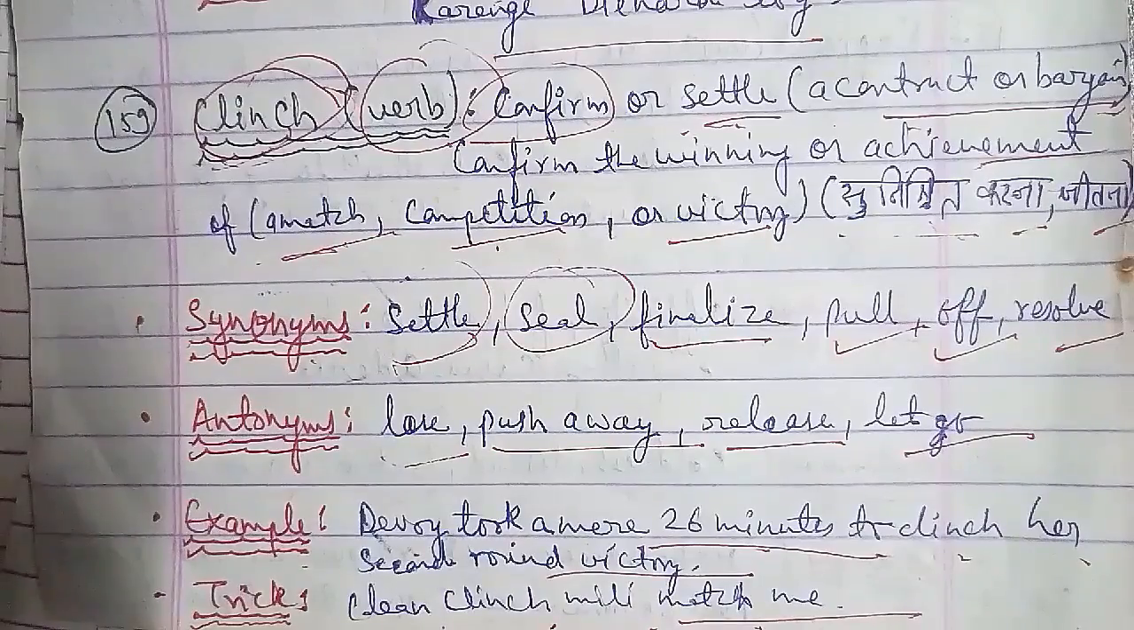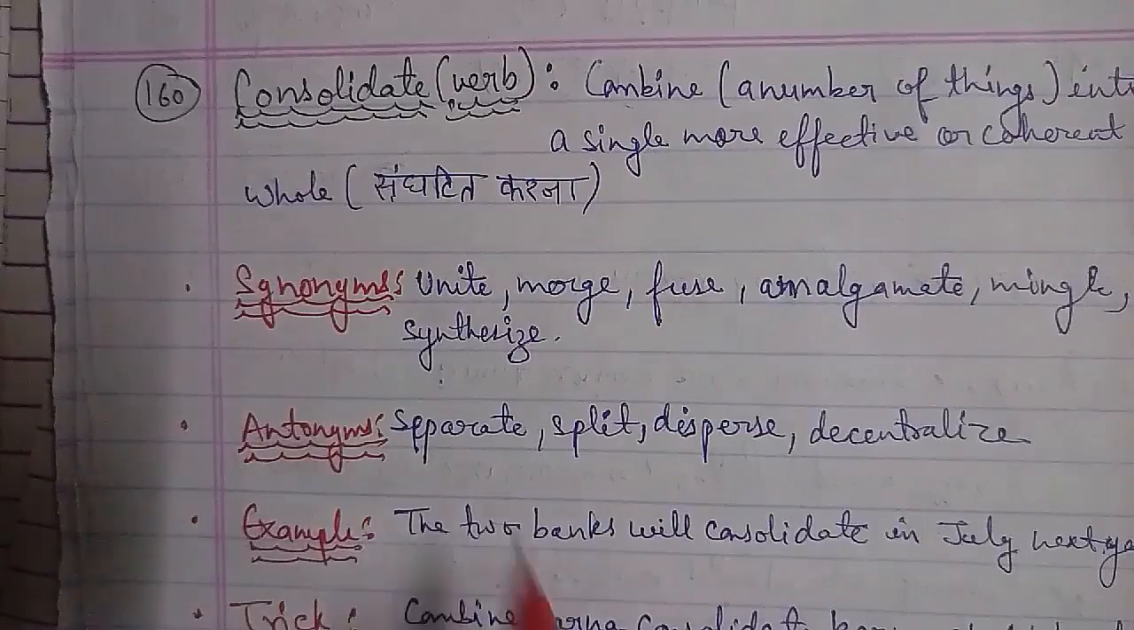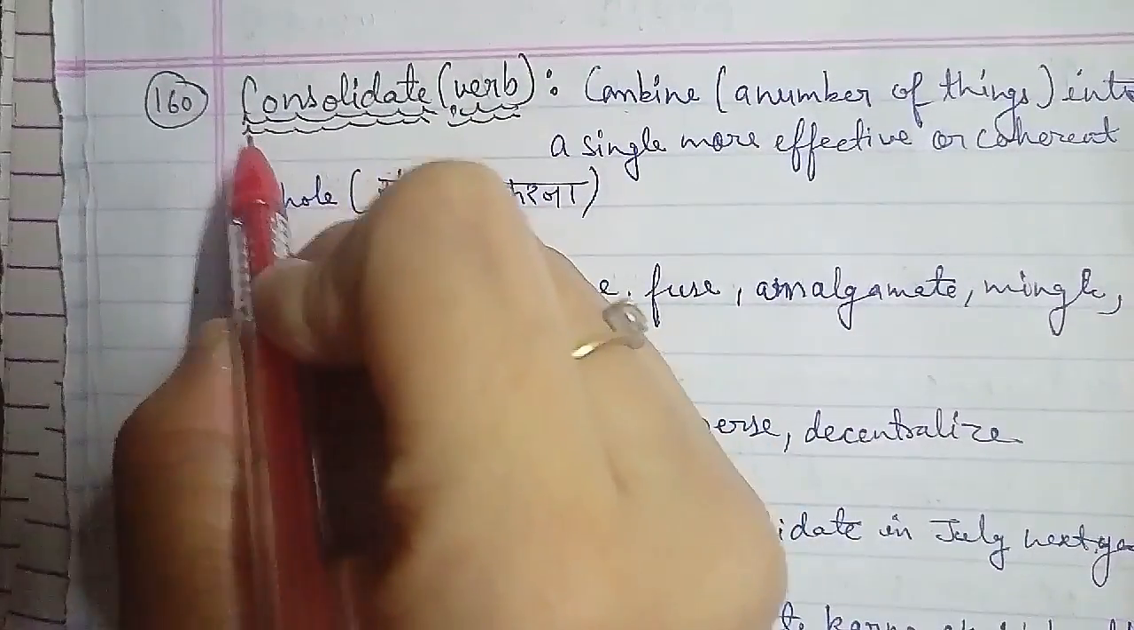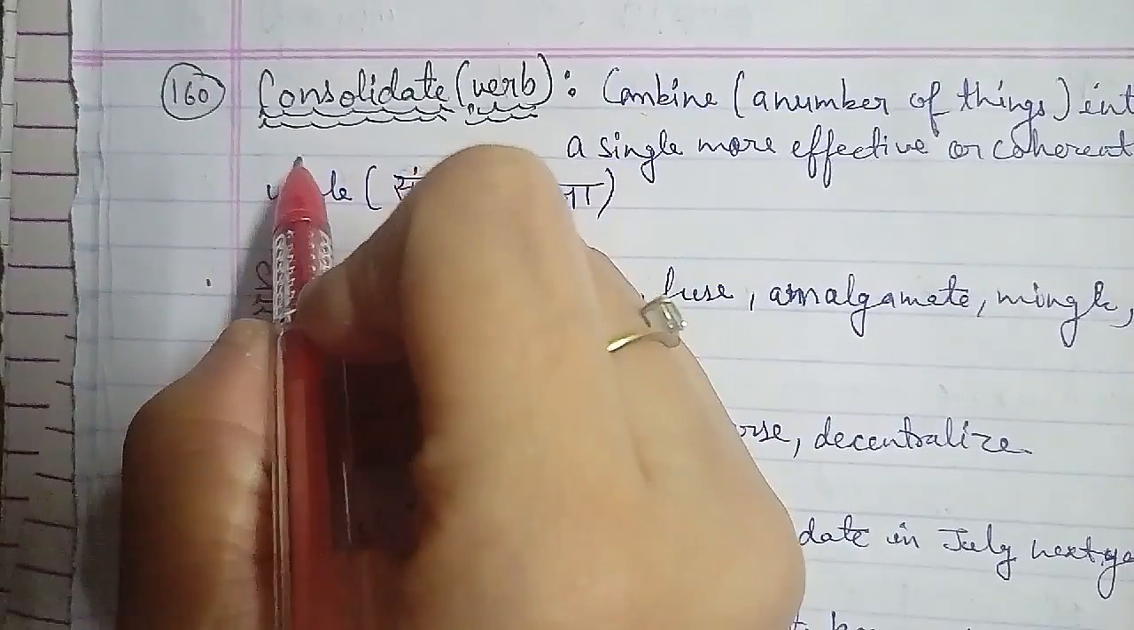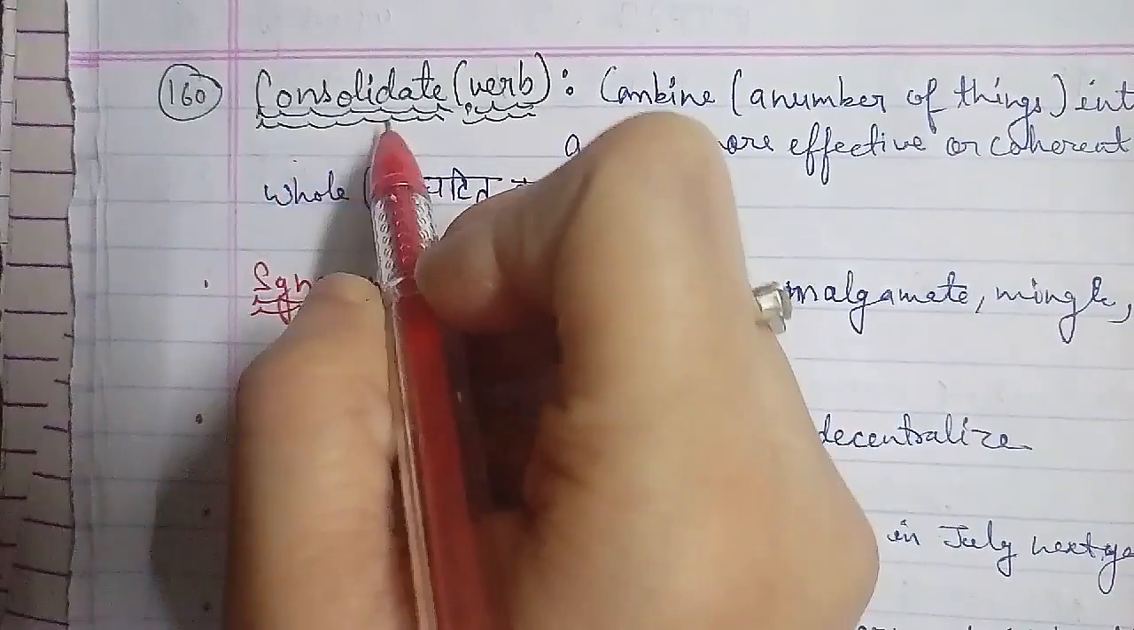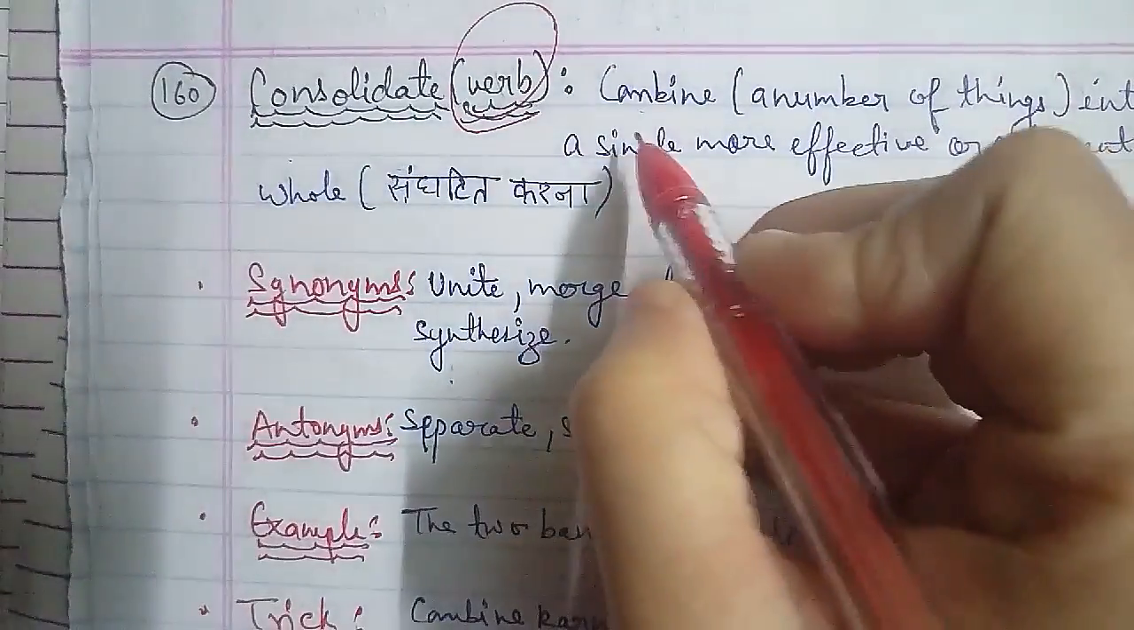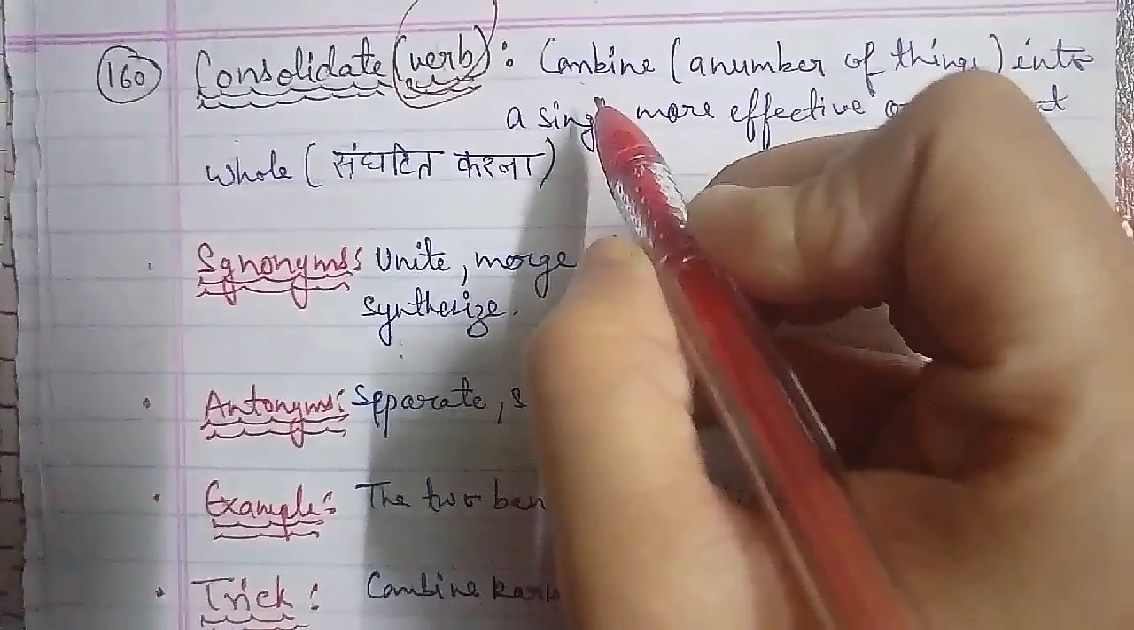Now moving on with the next word, the 160th word, and that is consolidate. Consolidate is used as a verb, and the consolidate meaning that we have here is to combine a number of things into a single more effective or coherent whole, जिसे हम हिंदी में कहते हैं संगठित करना.